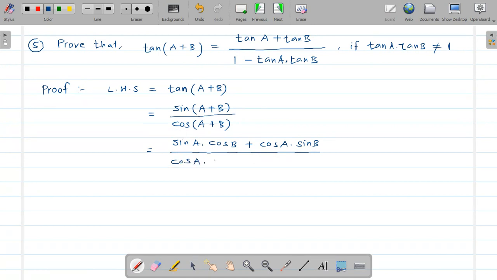cos A into cos B, and minus sin A into sin B. Now if you observe this step carefully, to get the RHS, here in place of cos A into cos B, we require 1. So if you divide the numerator and denominator by cos A into cos B, if you compare this step to the required RHS, then we have to divide numerator and denominator by cos A into cos B.